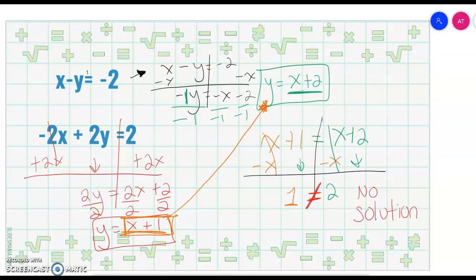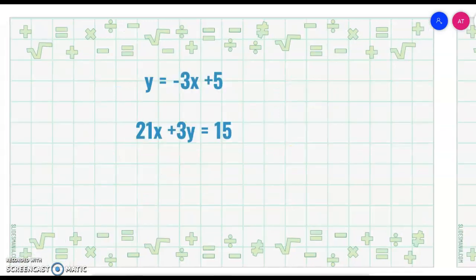Okay, so sometimes, like the one we just did, we had fractions for our slope and y-intercept. So in this case, we didn't. So all we did was use the substitution method of putting them both into y equals mx plus b form and setting them equal to each other. So for this one, I have y equals negative 3x plus 5 and 21x plus 3y equals 15. I want you to choose whichever method you think you want to try. You can do both and see if you get the same answer.